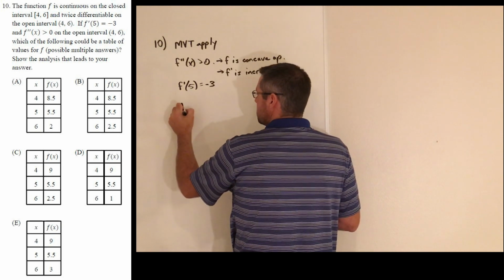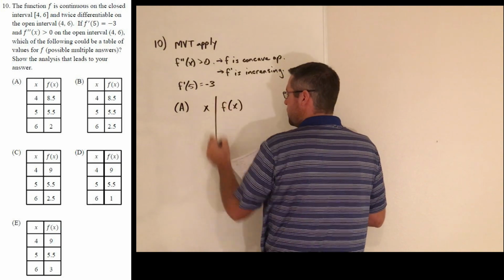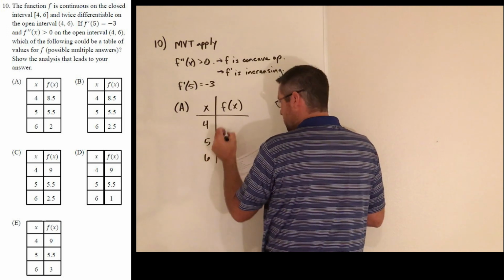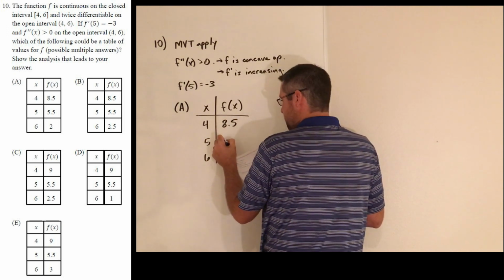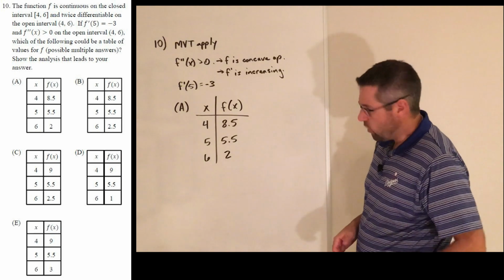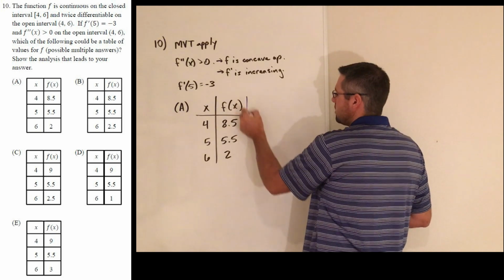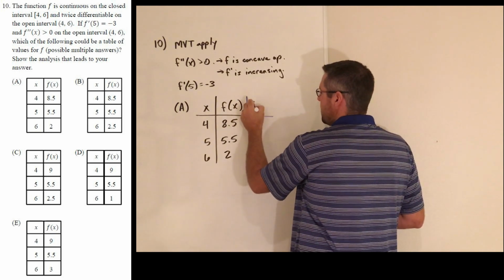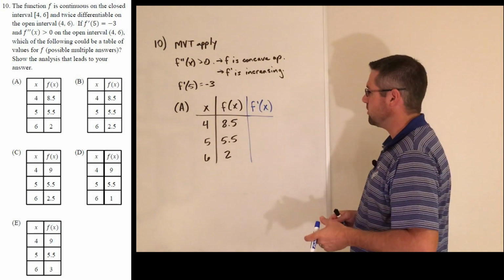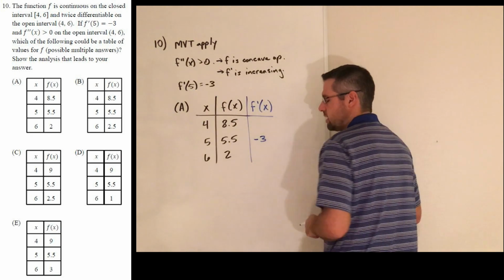So let me just go ahead and take a look at option A here. It says for x and f of x, we have values of 4, 5, and 6 for our x values, and 8.5, 5.5, and 2 for our f of x values. Now, what I like to do on these types of problems is add an extra column here. I'm going to extend this out, and now I want to look at f prime of x. Now, we don't know the exact derivative at some of these points, but we do know the exact derivative at 5. So when x equals 5, we have a derivative of negative 3.